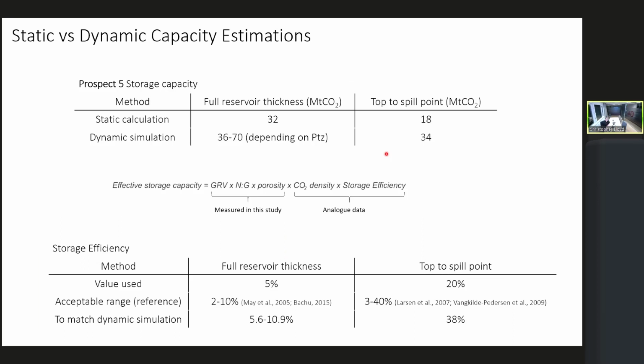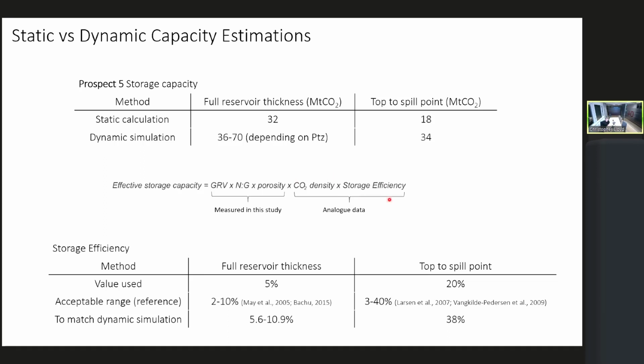So, last slide before I go to the summary, and it's just to say, you would notice that there's a difference between the static calculation, so this is for prospect 5, of 32 and 18 million tons, and the dynamic simulation, where we saw 36 to 70, depending on the threshold pressure, and 34 million tons. Both estimations, obviously the dynamic is a lot more advanced, but they both have the same gross volume, the same net to gross, and similar CO2 density. The big difference is this storage efficiency.